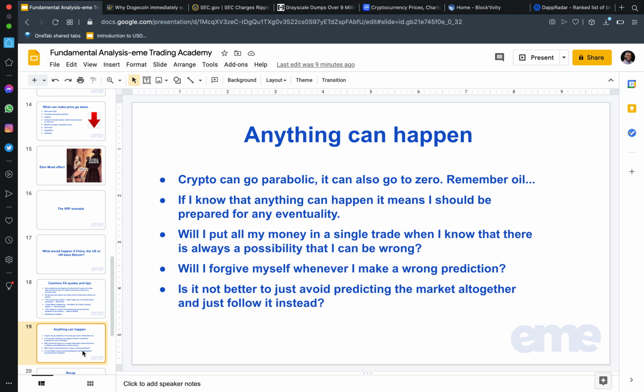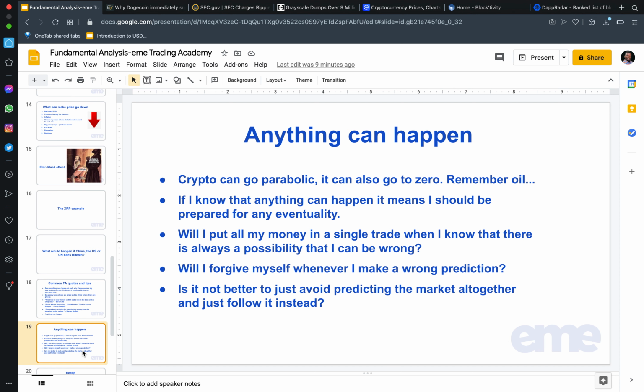If I know that anything can happen, it means I should be prepared for any eventuality. Will I put all my money in a single trade or investment when I know that there is always a possibility that I could be wrong, that the investment can go south? No. Will I forgive myself whenever I make a wrong prediction? Yes. Because I know that there is no way to actually figure out how the market will move. I'm only making a guess.